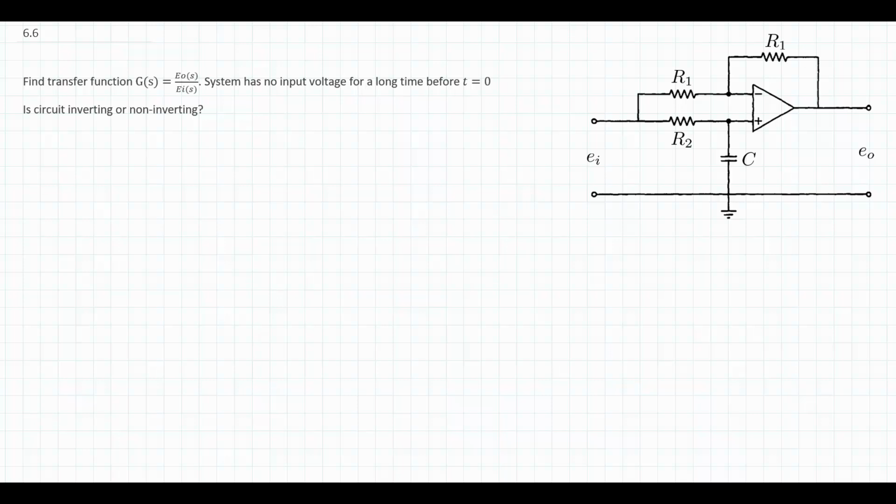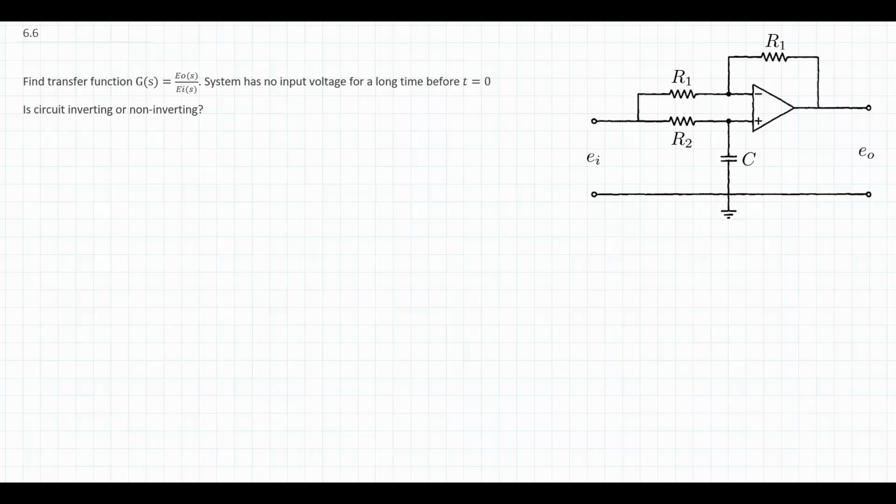In this op-amp example, we're looking for the output voltage versus the input voltage as it goes through the op-amp and 3 resistors with resistances R1 and R2. And then we have a second resistor also with resistance R1. And we want to know, is this an inverting or non-inverting circuit?